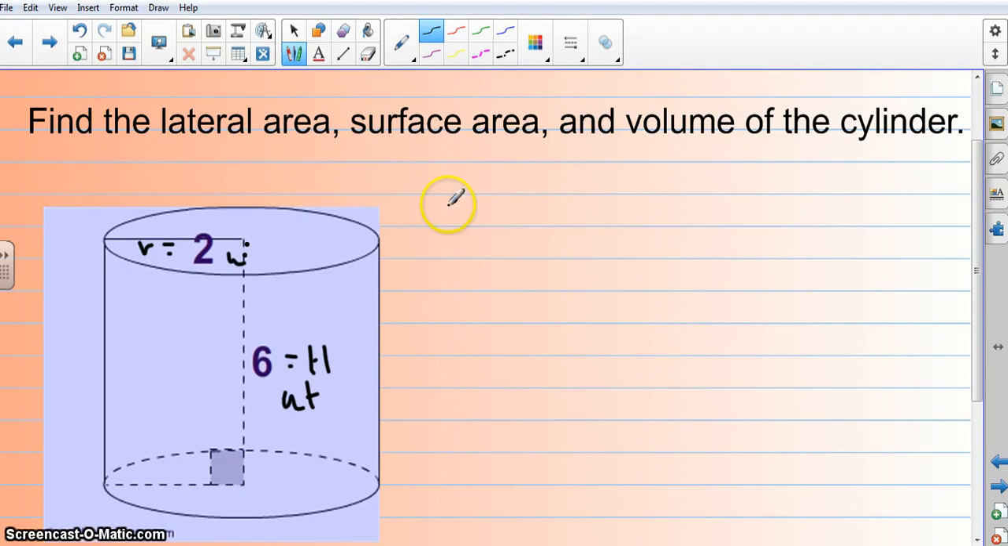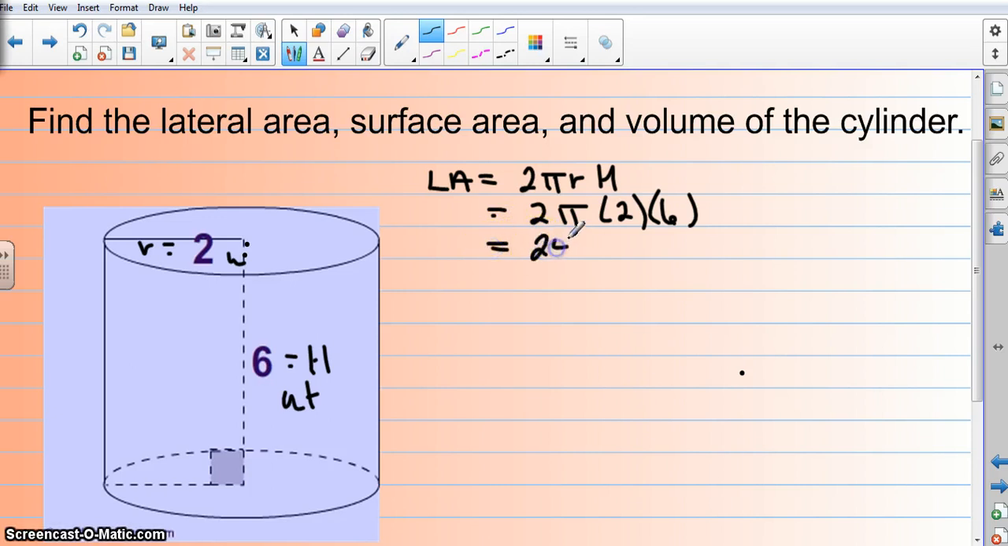Welcome back. Let's go through these lateral areas, surface areas, and compare them to see if you have the same answers that I come up with. So the lateral area is, I'm going to shorten this up, 2 pi r h. So 2 pi times 2 times 6. Now I'm going to take all these numbers and multiply them together. So 2 times 2 is 4, times 6 is 24 pi, and this is going to be in units squared. So my lateral area is 24 pi units squared. See if you have the exact same answer. And then we're going to move on to surface area.